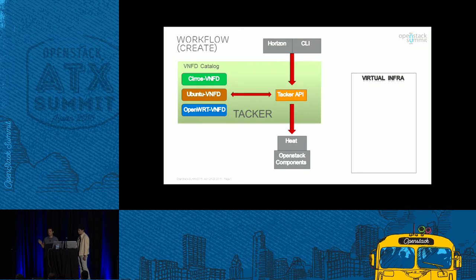Then Tacker will convert the VNFD catalogs into a Heat template. The Heat template will utilize the underlying OpenStack components to create the VNF VMs in the virtual infrastructure. And that's basically how we will create our VNFs.